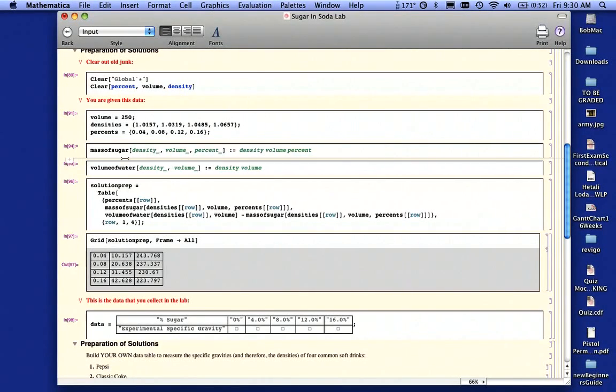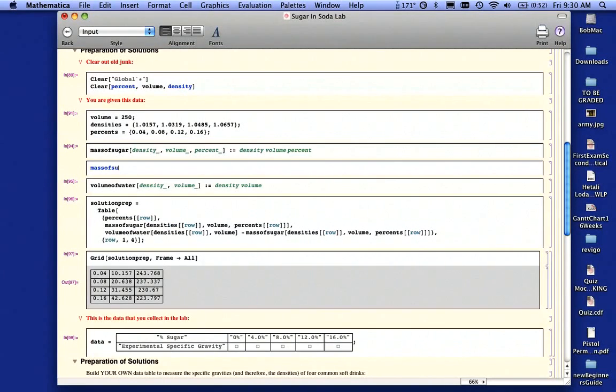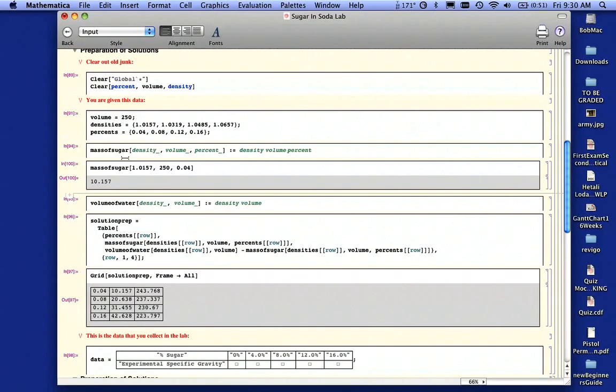So let me show you how this would work. I would say mass of sugar, and if I wanted to know how much sugar I need for 1.0157, that's my density, and my volume is 250 milliliters, and my percent is 0.04. I would just type those numbers in there, and what that's telling me is I need 10 grams of sugar to make a 4% solution in 250 milliliters of water.